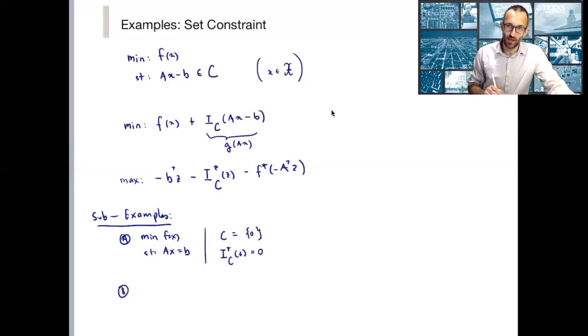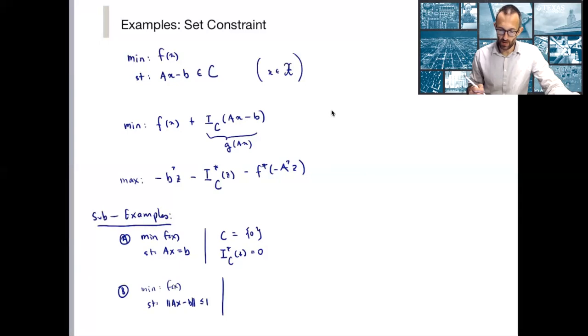Another example is if I have minimize f of x subject to x being in an affine transformation of a norm ball, subject to norm of Ax minus b bounded, let's just say bounded by 1. So what is C in this case, and what does the dual look like?